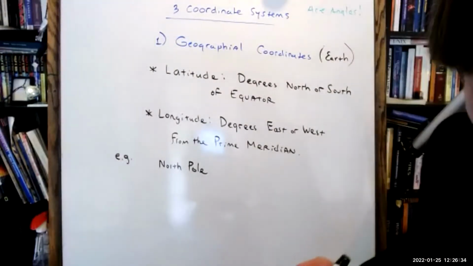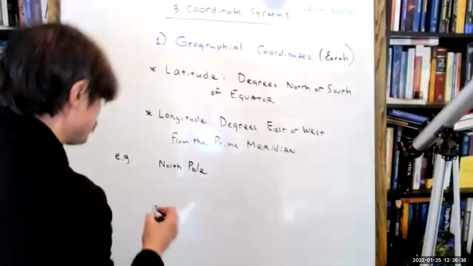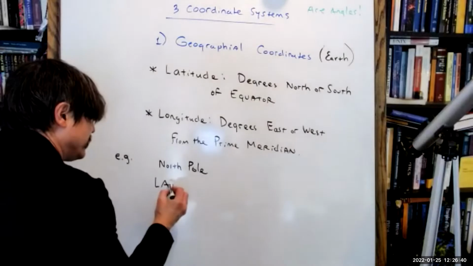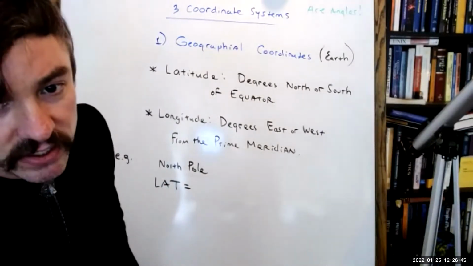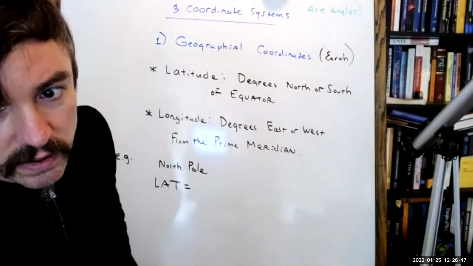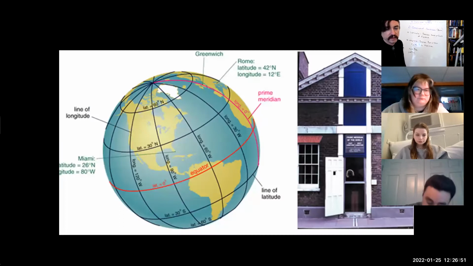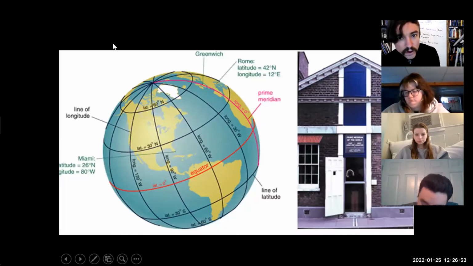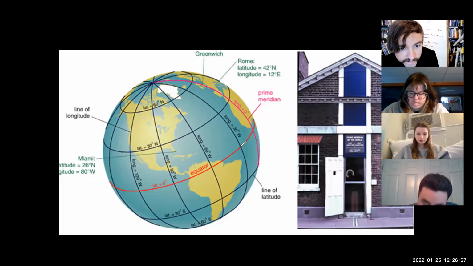Let's see if we can figure out the latitude and longitude of the North Pole just using our noodle. Okay. So latitude shouldn't be too hard. Anyone handle that? We want a picture to help here. Here's our prime meridian. Okay. So what should the latitude of the North Pole be?